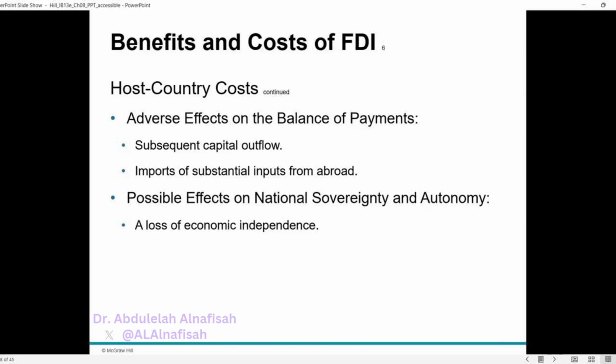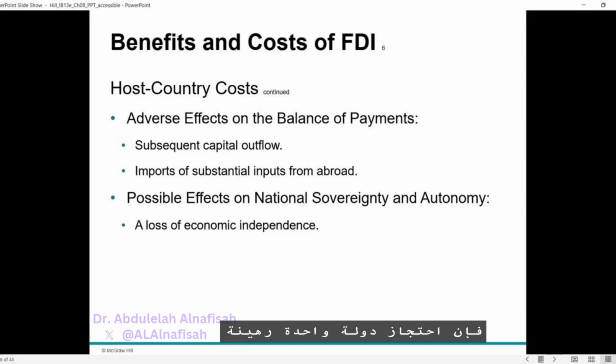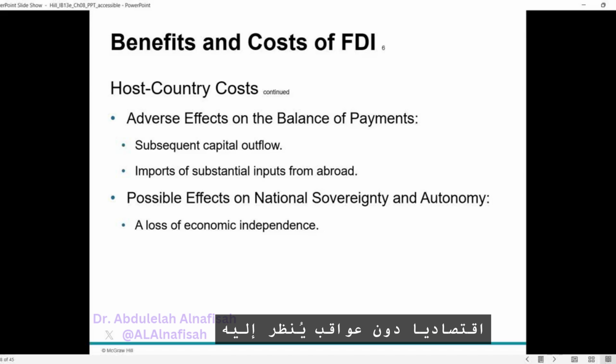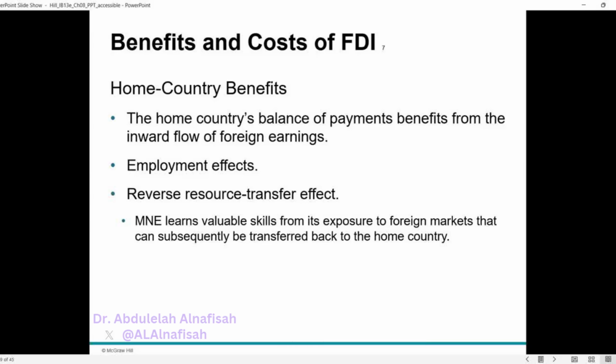Economists typically dismiss these fears as unfounded, emphasizing the increasing interconnectedness of the global economy. In a world where multinational firms from various nations invest across borders, holding one country economically hostage without repercussions is seen as impractical due to the mutual interdependence among nations. The benefits of foreign direct investment, FDI, to the home source countries stem from 3 primary sources.